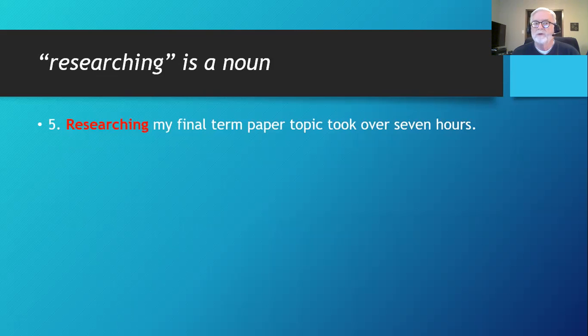Watch out for words like this, researching. Researching my final term paper topic took over 7 hours. In this instance, researching is a noun. It is the subject. It is not a verb. We have a particular type of noun called a gerund, which looks like a verb and ends in ing, but gerunds, such as we see here, are nouns.